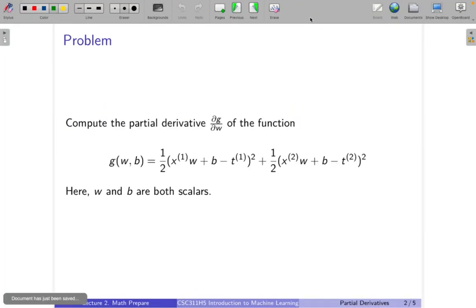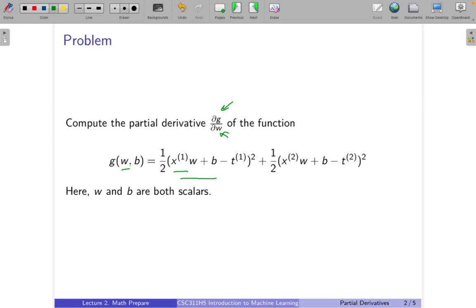In this problem, we have this function g, whose value depends on several quantities, and we want to compute the partial derivative of this function with respect to just w. Before we review partial derivatives, let's review the notation that we used here.